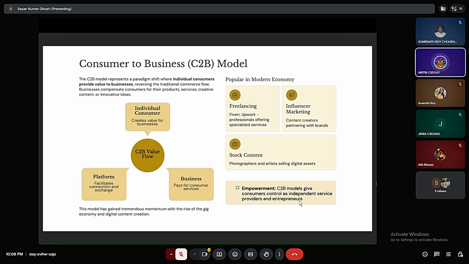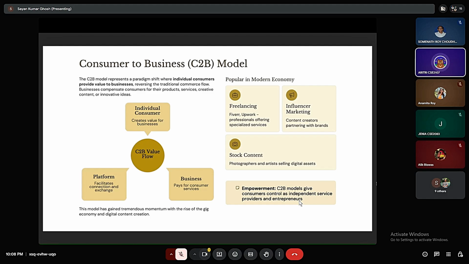Today I will start with the consumer to business or C2B model. In the traditional business model, businesses sell products or services to the consumer. But in the C2B model, this process is reversed. Here, individual consumers provide value to businesses. Consumers can offer services, creative ideas, digital content, or skills. Businesses then pay consumers for this contribution.